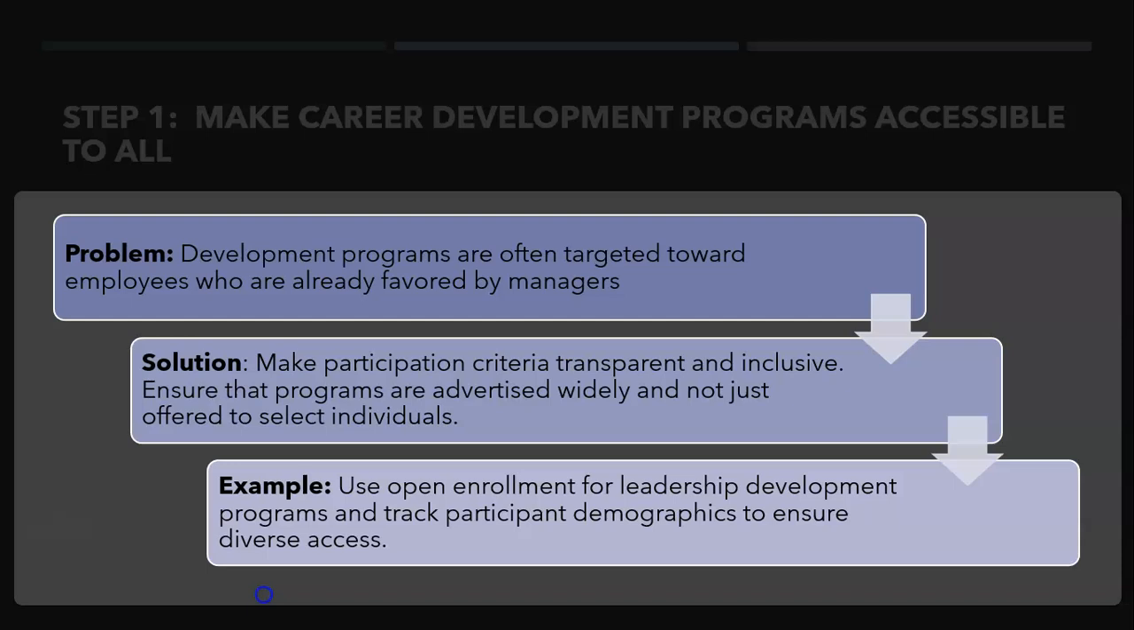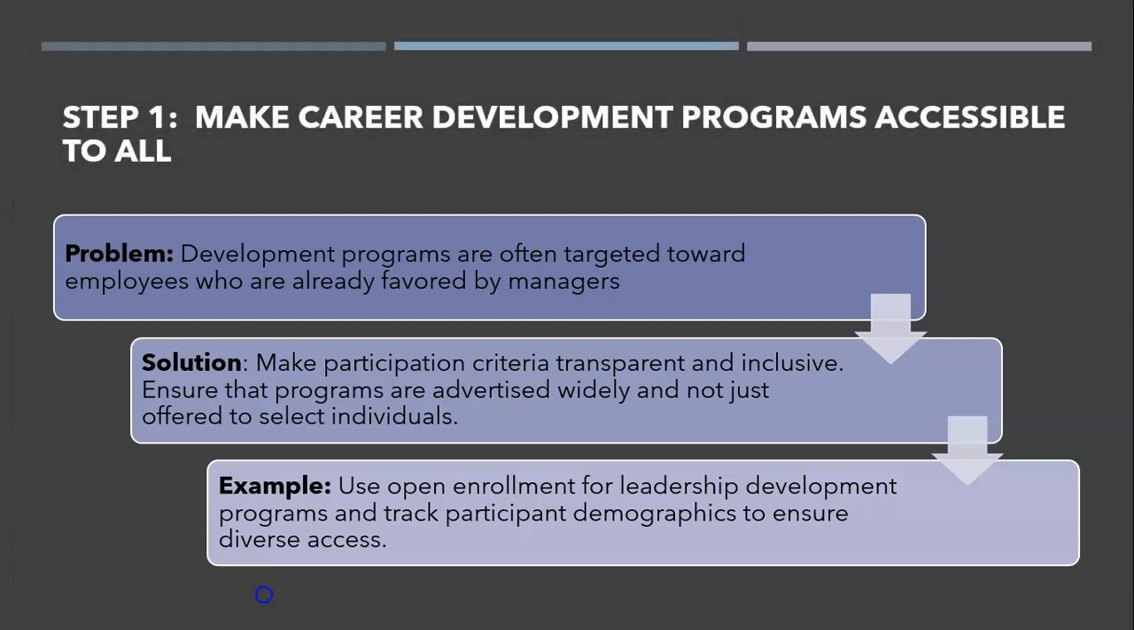The bias interrupter: make participation criteria transparent and inclusive. Ensure that programs are advertised widely and not just offered to select individuals. For example, use open enrollment for leadership development programs and track participant demographics to ensure diverse access.